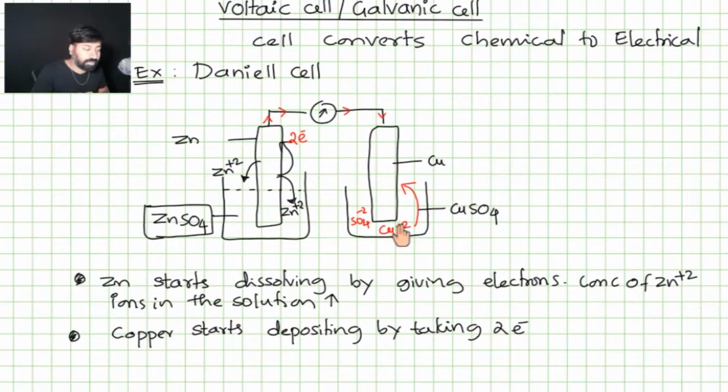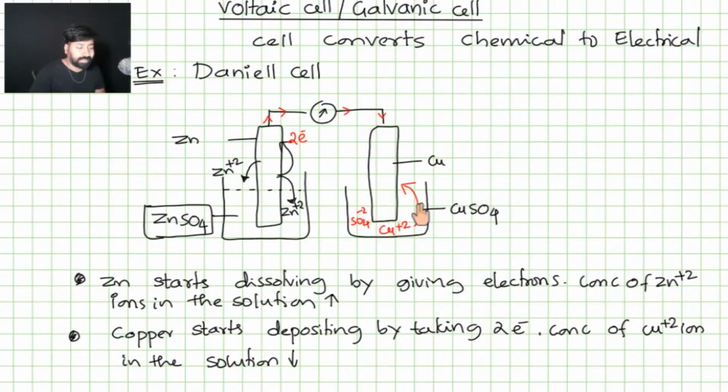Think about the copper here. Now copper gets deposited, and because of that, let me write this point. Copper starts depositing by taking 2 electrons, and the concentration of Cu plus 2 ions in the solution decreases. Again this entire solution becomes electrically negatively charged, because the SO4 minus 2 ion concentration is more in the solution, since Cu plus 2 is removed, leaving behind the SO4 minus 2. Therefore this solution becomes negatively charged.